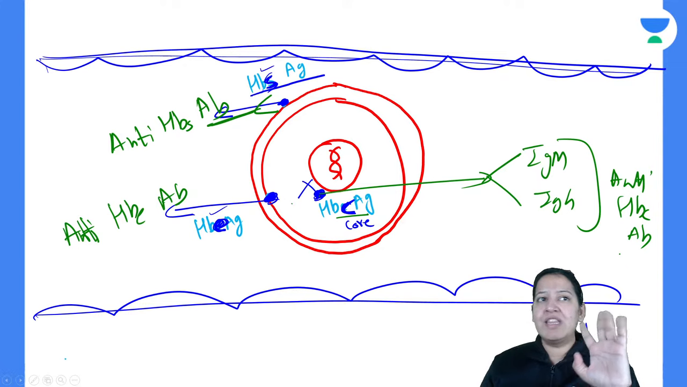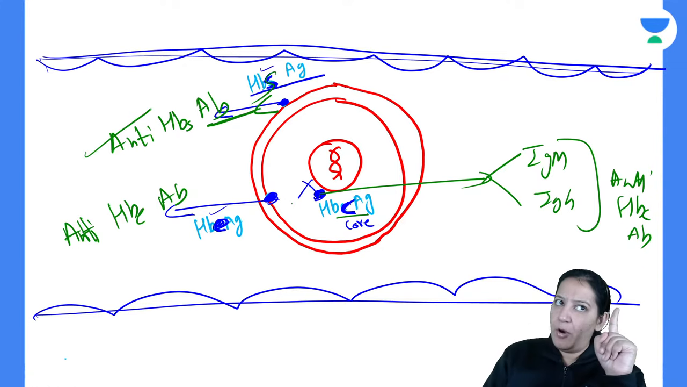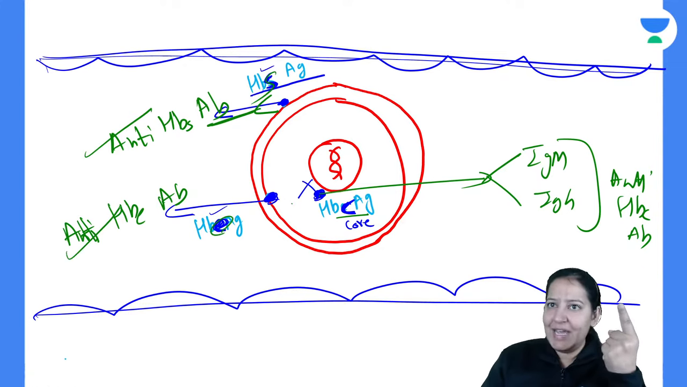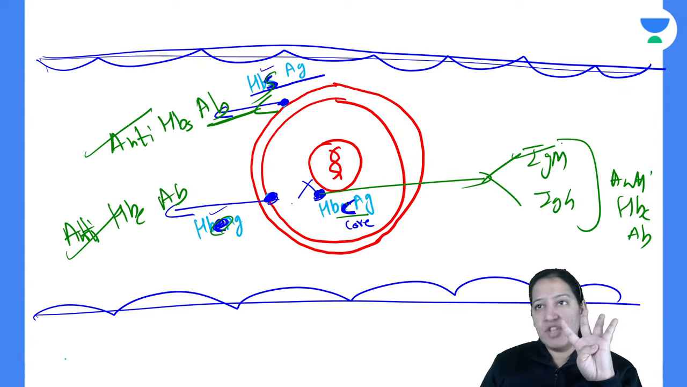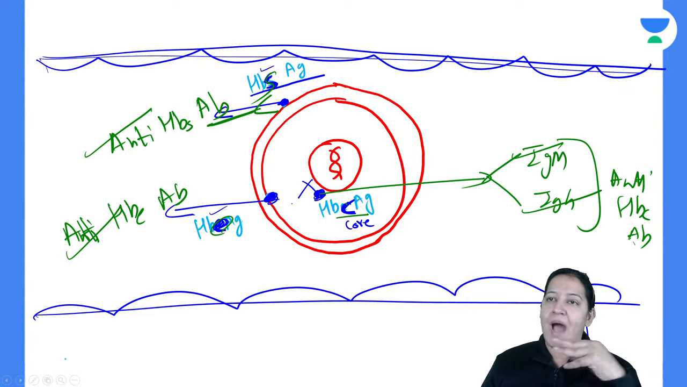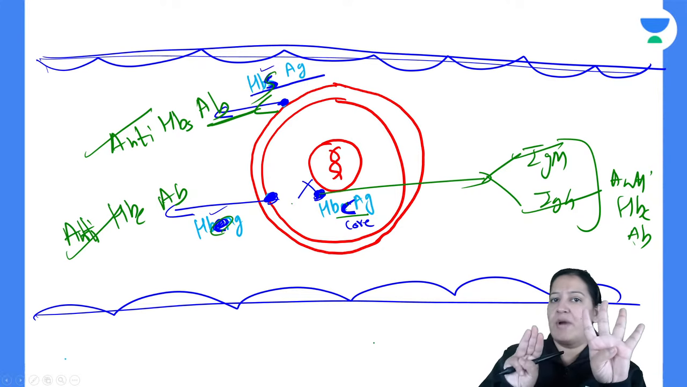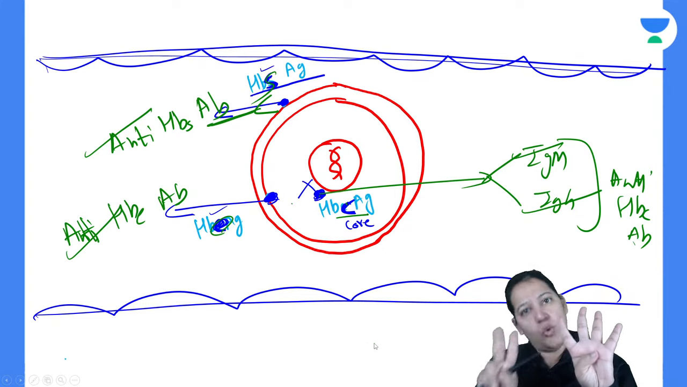So how many antibodies are formed in total? For S, one antibody, anti-S. For E, anti-E. But for C, two are there, M and G. Anti-C are two types, IgM or IgG. So total four antibodies. So three antigens with four antibodies. Out of the three antigens, only two are coming in the blood.